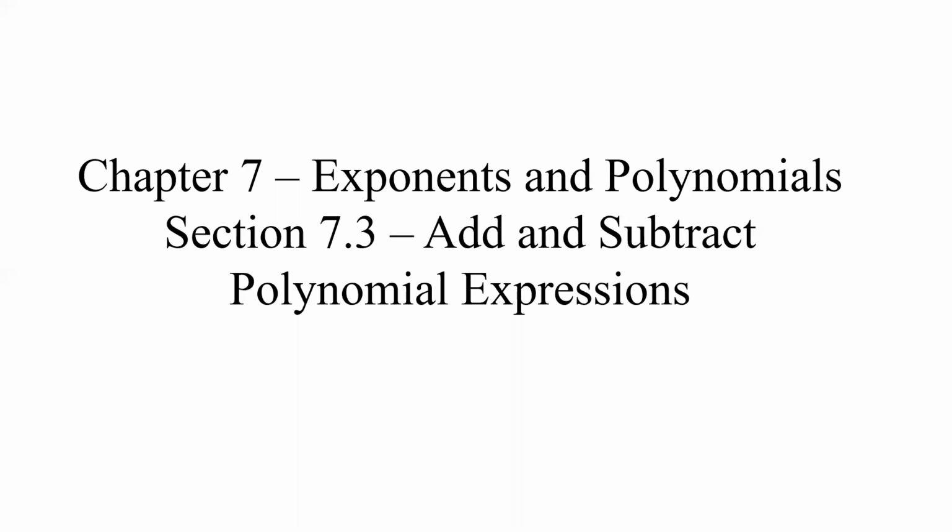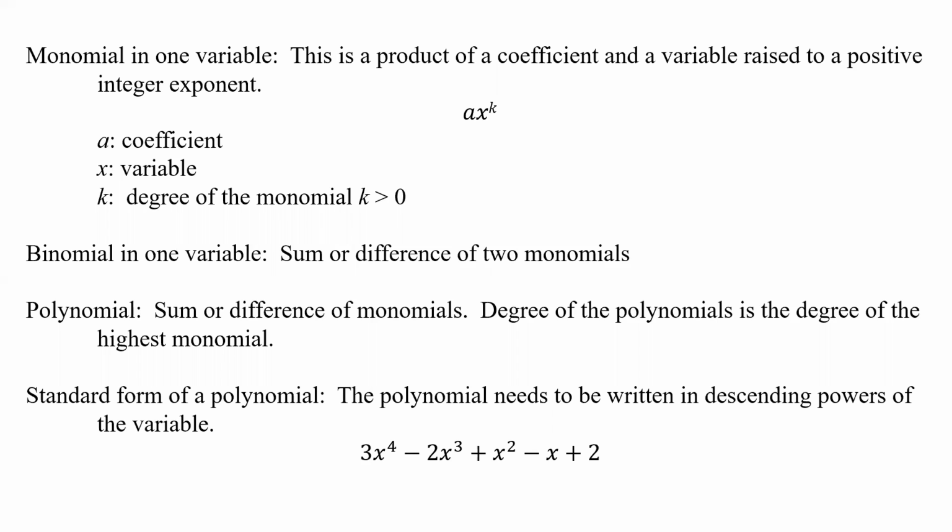Okay, today we're going to cover section 7.3, adding and subtracting polynomial expressions. So first off, what is a monomial? A monomial in one variable is basically a product of a coefficient and a variable raised to some positive integer exponent. So it looks like some a x to the k. This is what a monomial is going to look like, where a is our coefficient, x is the variable, could be any variable, and k is some degree of the monomial that's greater than 0.